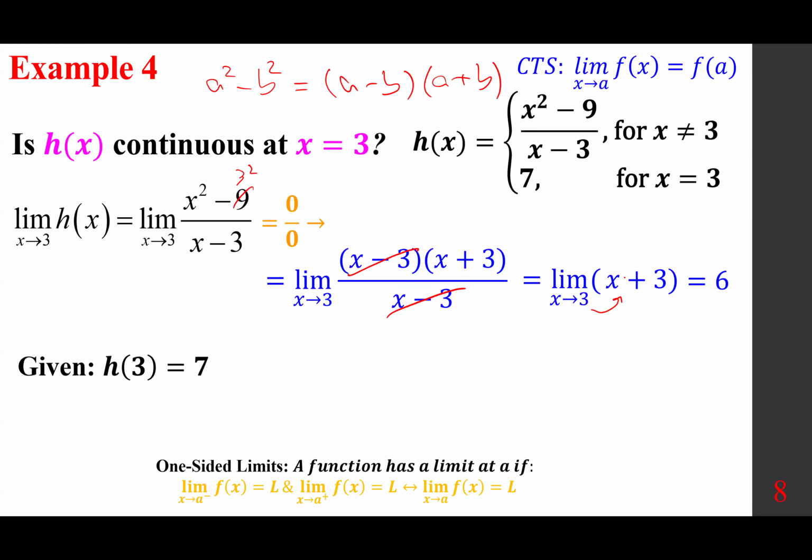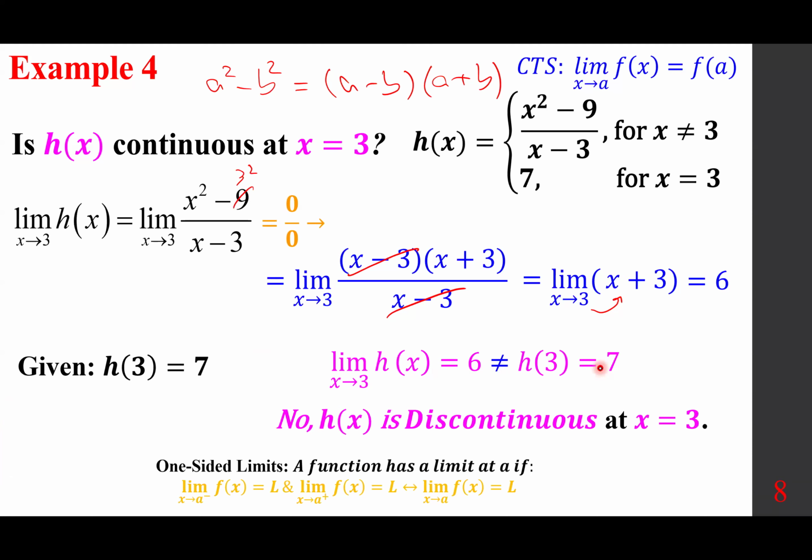So the limit does exist and it's equal to 6. However, h of 3 is 7, not equal to 6. Because the limit of h of x as x approaches 3 is 6, not equal to h of 3 equals 7, then no, h of x is discontinuous at x equals 3. In other words, this exists? Yes. This exists? Yes. Are they equal? No. That's how it fails.